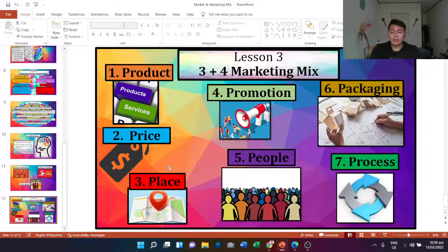For example, your competitors in that area are selling the same category of product, but your competitor is selling it at a lower price compared to you. Okay? So when we talk about price, unsa na yung mga perception sa mga customers kung asa barato mo ilang paliton. So that's gonna affect your product.